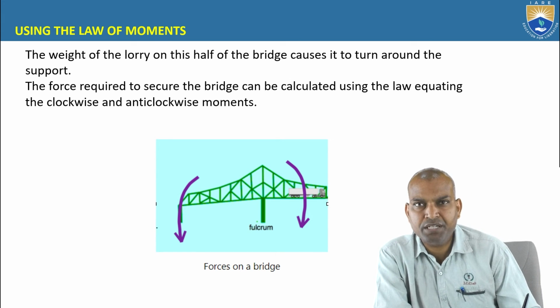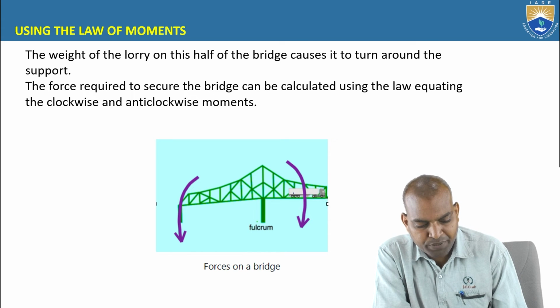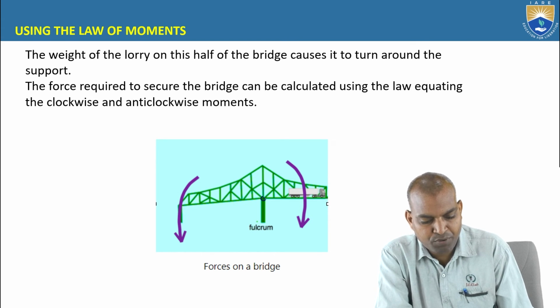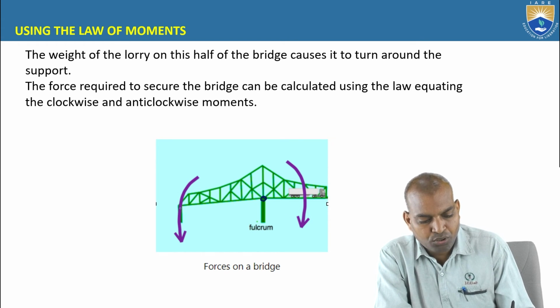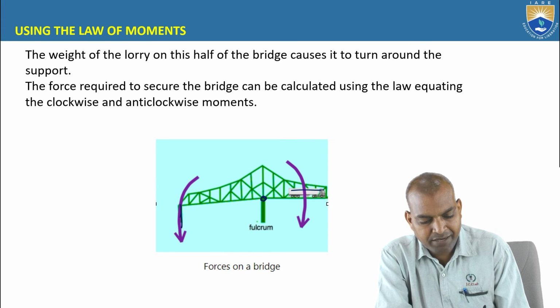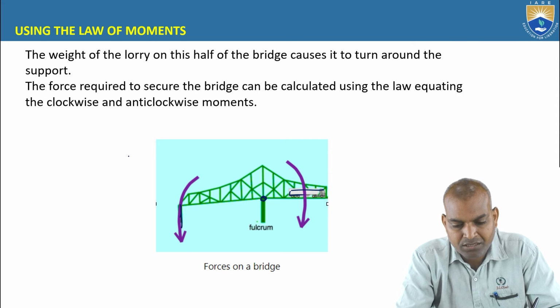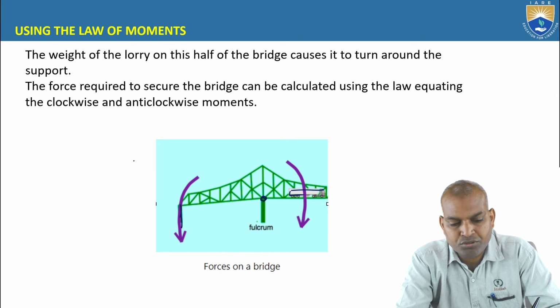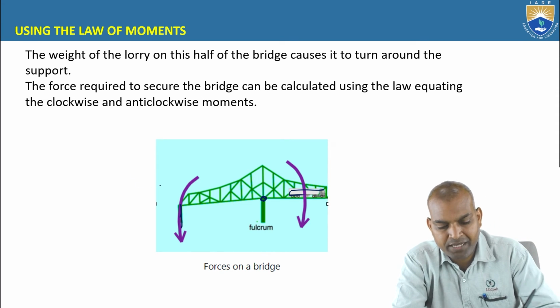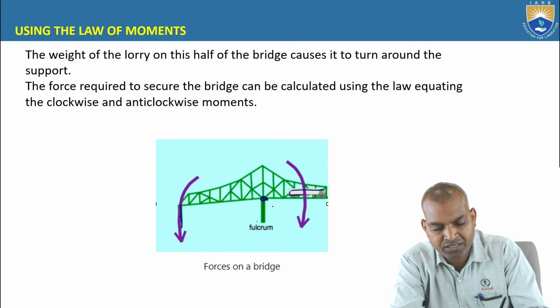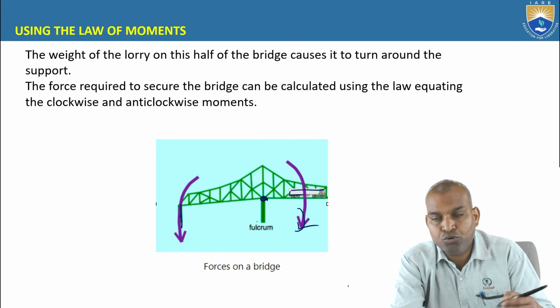The forces on a bridge. This is a bridge. Fulcrum point is here. So these are the points here. The lorry is carrying load here. Then the weight of the lorry on this side of the bridge causes it to turn around the support. At this support, it will turn. So how to balance it?